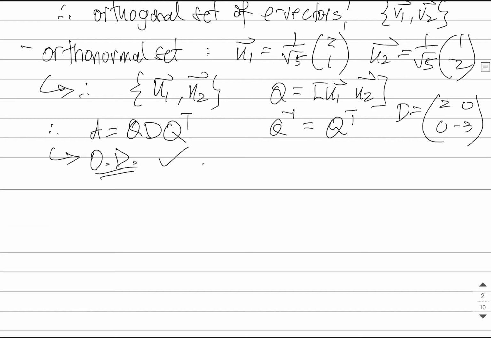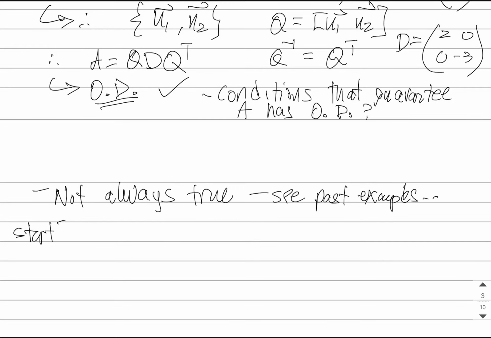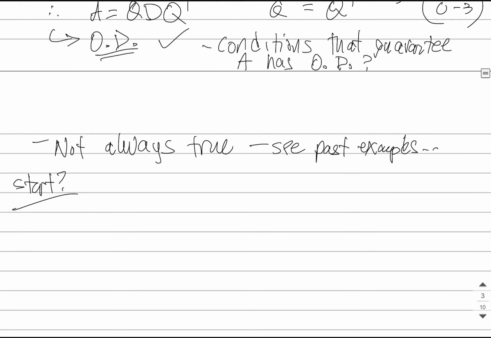Are there conditions that guarantee that a matrix has an orthogonal diagonalization? Where should we start? Well, here's a really easy way. We'll kind of start in reverse. So suppose A does have an orthogonal diagonalization. What can we say about A?